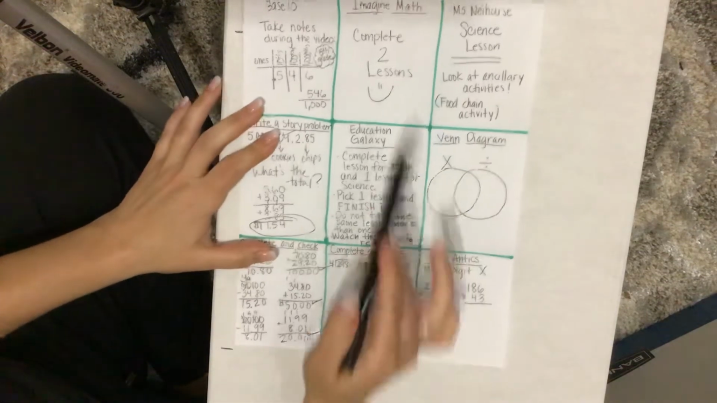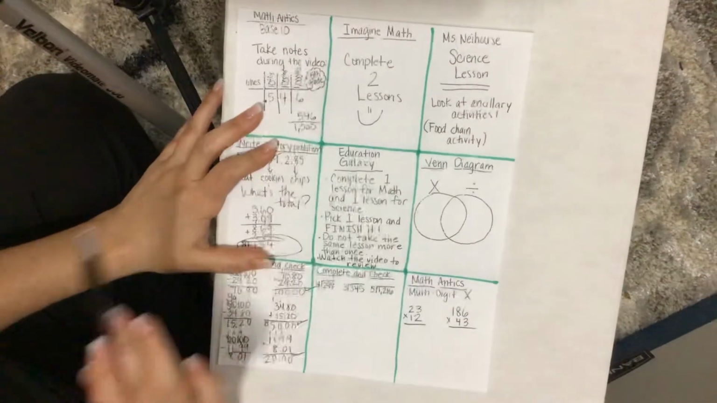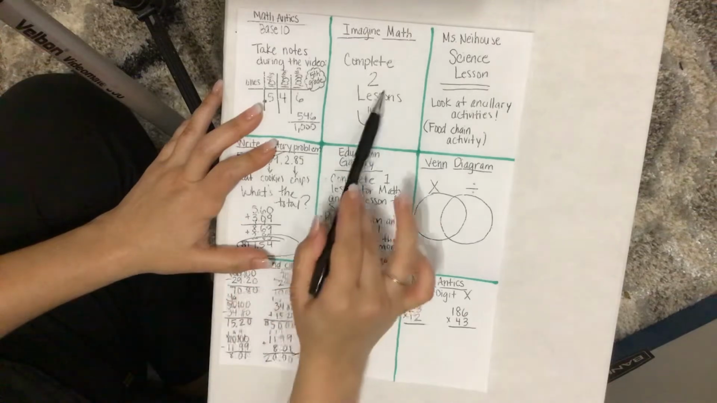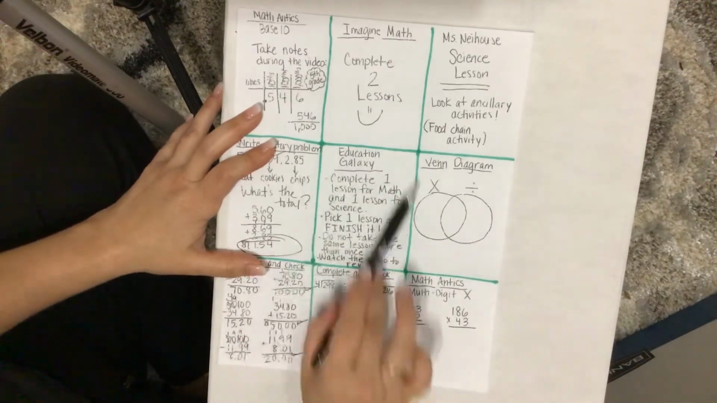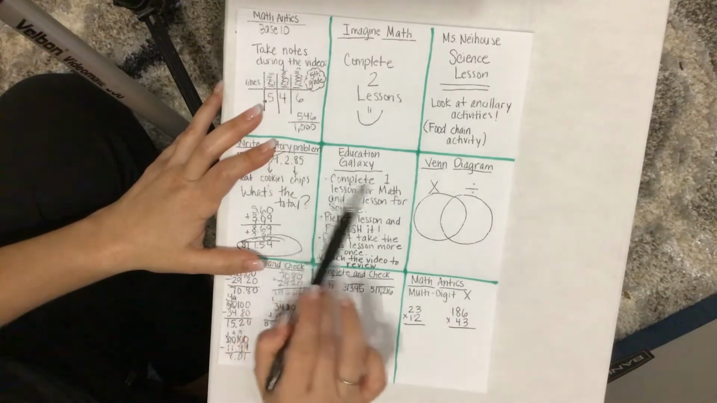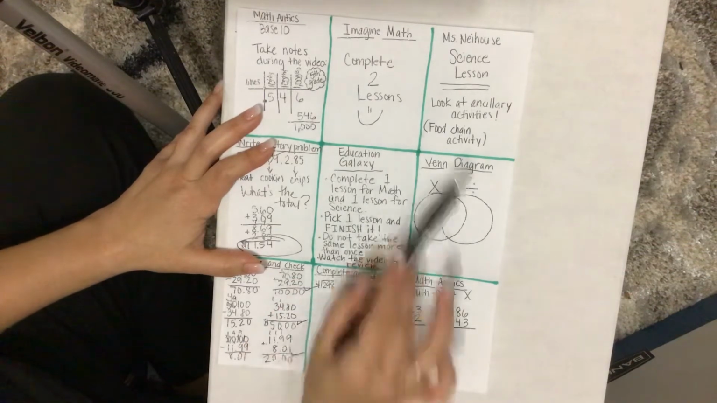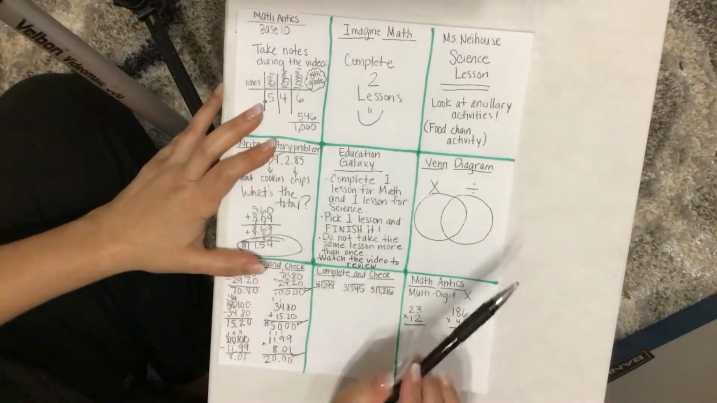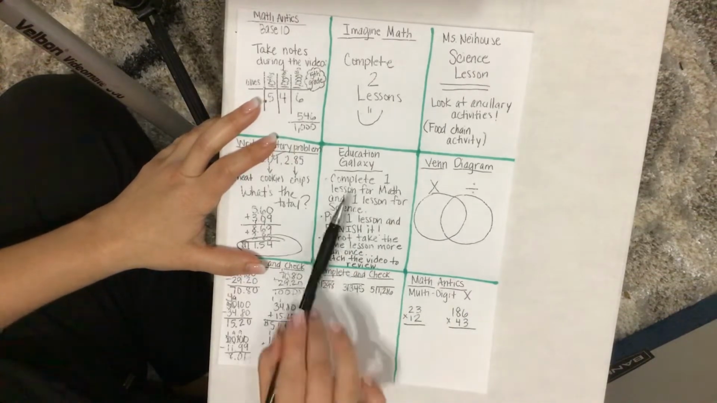Okay? All right, let's go to this section of your choice board here. All you got to do is complete 2 lessons. Okay, so you do 2, check, you're done. Here, I wanted to go over some rules for Education Galaxy. Rule number 1, complete 1 lesson for math and 1 lesson for science. Okay, that's for the math and science choice board. So you got to do 1 lesson for each.